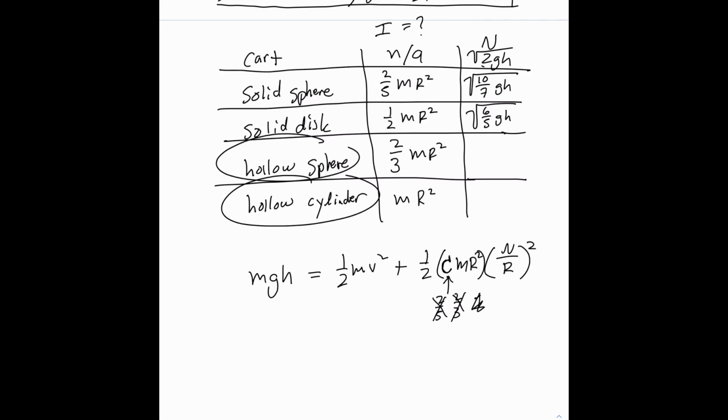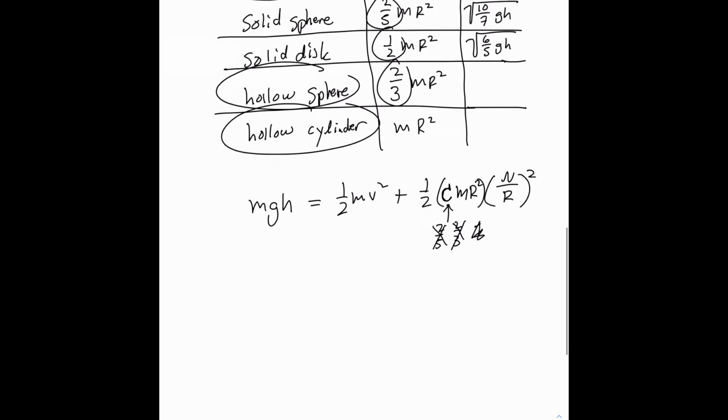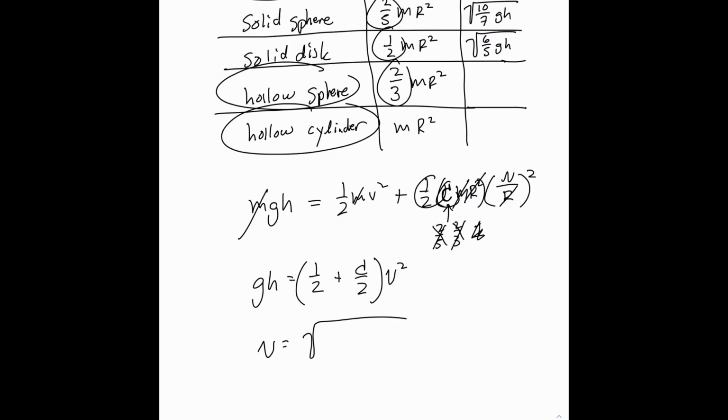But it's just some constant, right? 2/3, 1/2, 2/5, 1, etc. So M cancels out in every case. The r cancels out, and what we have is GH is equal to (1/2 plus C over 2) V squared, and then the V squared factors out. So V is equal to the square root of 2GH over 1 plus C, right?